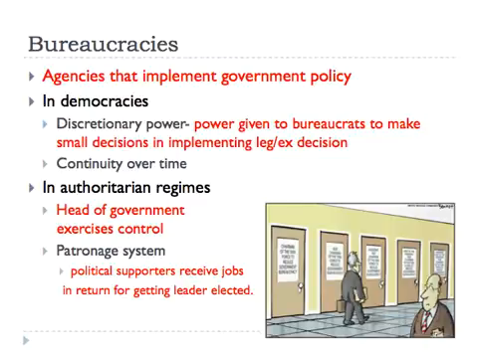The idea of bureaucracies, again, agencies that implement all the government policies. So in democracies, they have discretionary power. The bureaucrats get the power to make small decisions on any legislative or executive decisions. It's usually pretty much the same over time. In authoritarian regimes, the head of government exercises that control, and there's a patronage system where political supporters are getting jobs in return for getting the leader elected. So we'll do this for you, and then you can give me a better job in government.